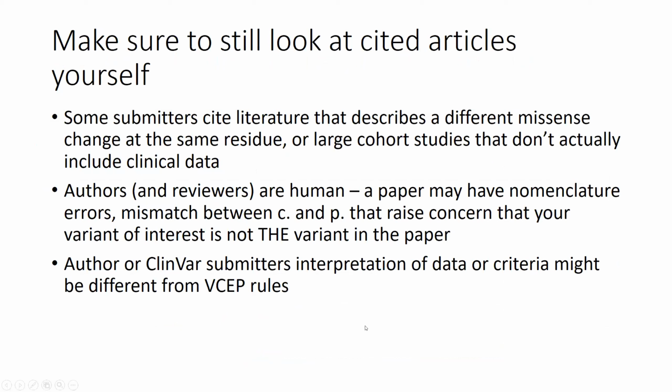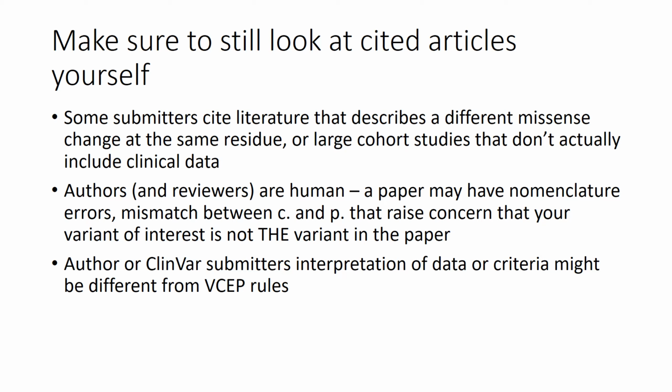So that is a point I do want to make: this information might be so nicely described in the summaries. We probably didn't mess up and make any errors, but it's still very important to look at the cited articles yourself. Maybe a submitter might have cited a paper, but it doesn't actually study the variant you are interested in. Maybe it studied another missense change at the same residue. And so the paper is cited in ClinVar for that purpose, to implicate the importance of the residue.